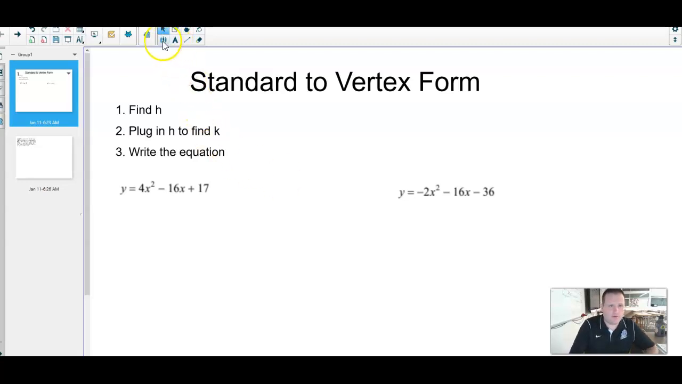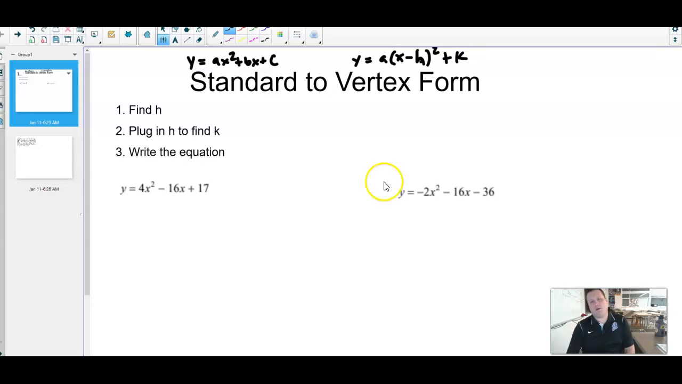If you guys remember, a quick reminder, standard form is ax squared plus bx plus c, and then vertex form is a(x minus h) squared plus k, where h and k, this point, is my vertex, if you guys remember from the previous video. So that's what we're looking at today.